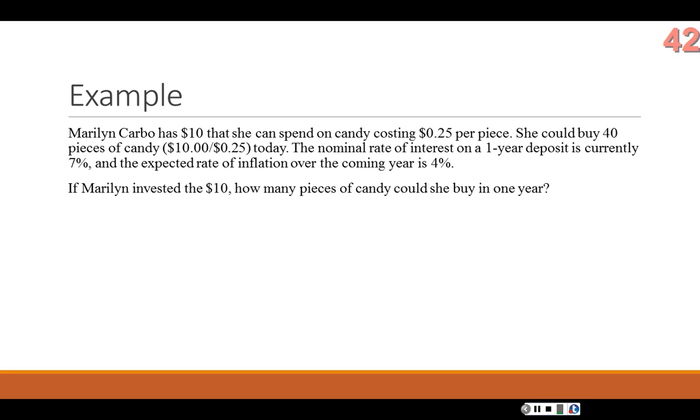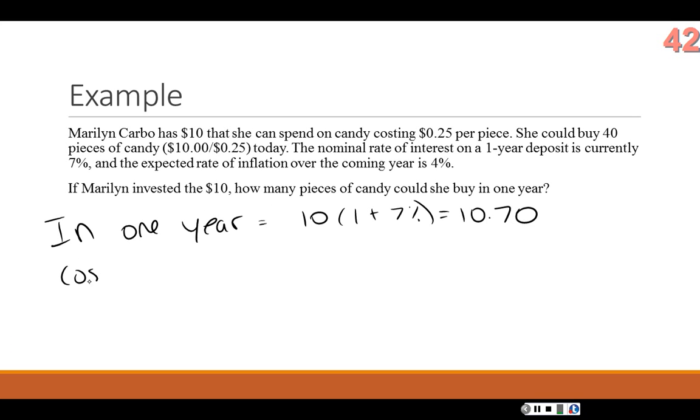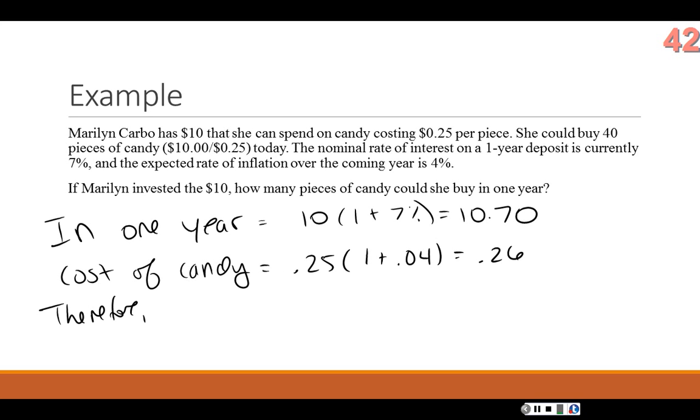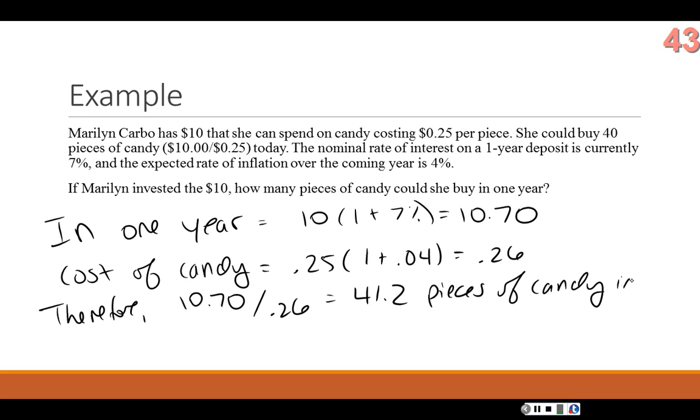So first we need to calculate how much money she'll have in 1 year. She would invest her $10 at a 7% return to give her $10.70. But the cost of candy would also increase due to inflation. So the candy now costs $0.25 apiece. Inflation is expected to be 4%. So in 1 year, the cost of candy is going to be 26 cents. So therefore, in 1 year, she could purchase $10.70 divided by a 26-cent cost, 41.2 pieces of candy in 1 year.